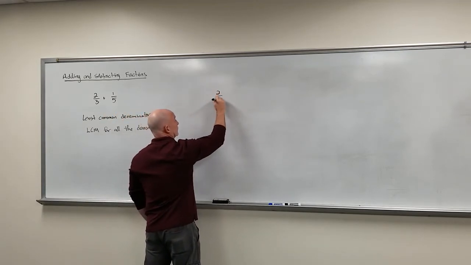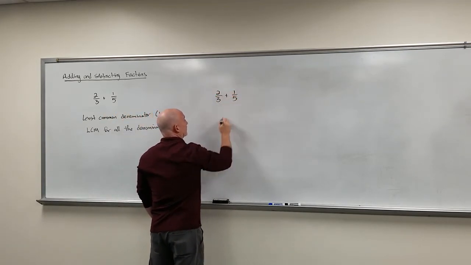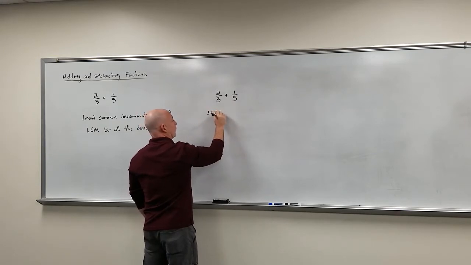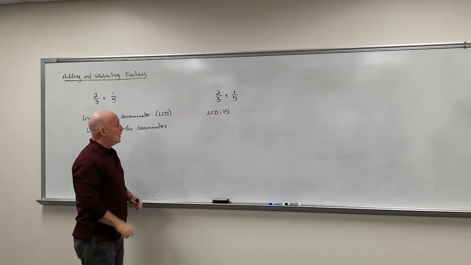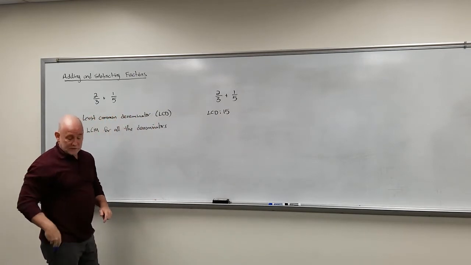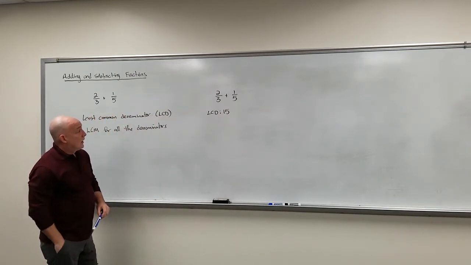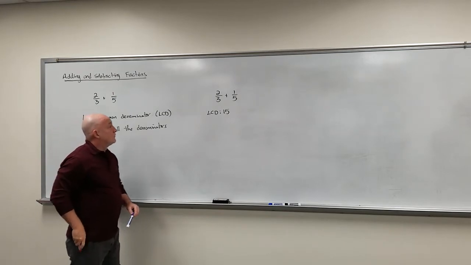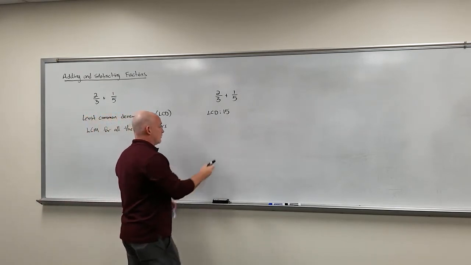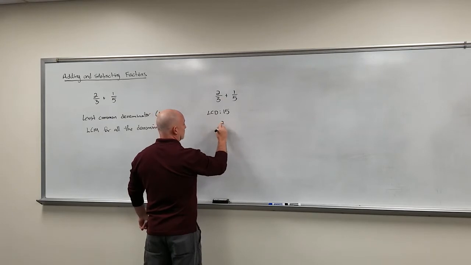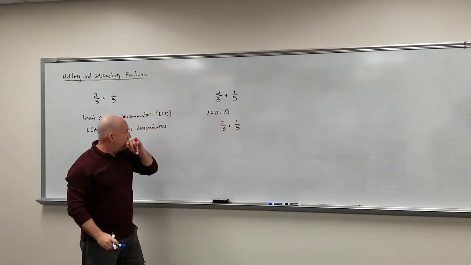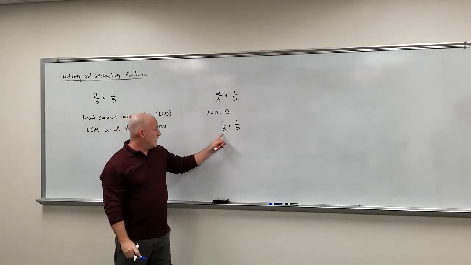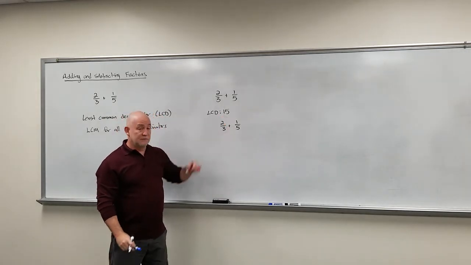So we've got 2/3 plus 1/5. My least common denominator or least common multiple between these two would be 15, because 15 is the smallest number that is divisible by both 3 and 5. Okay, so now here's what we're going to do. Let me write this again: 2/3 and 1/5. Now our goal is to make each one of these denominators a 15.